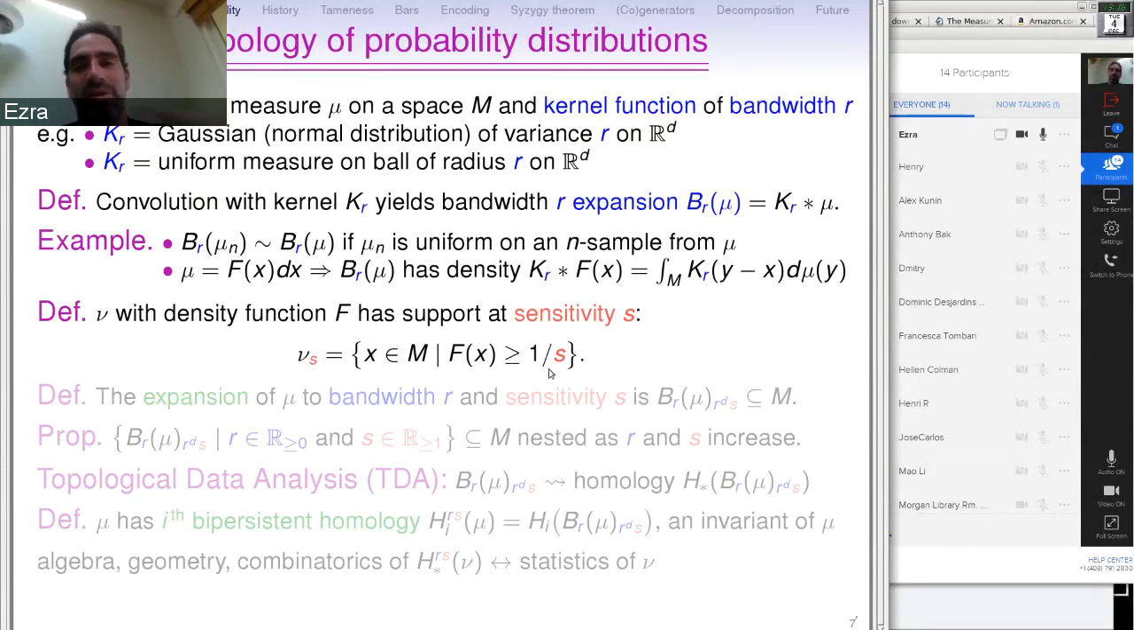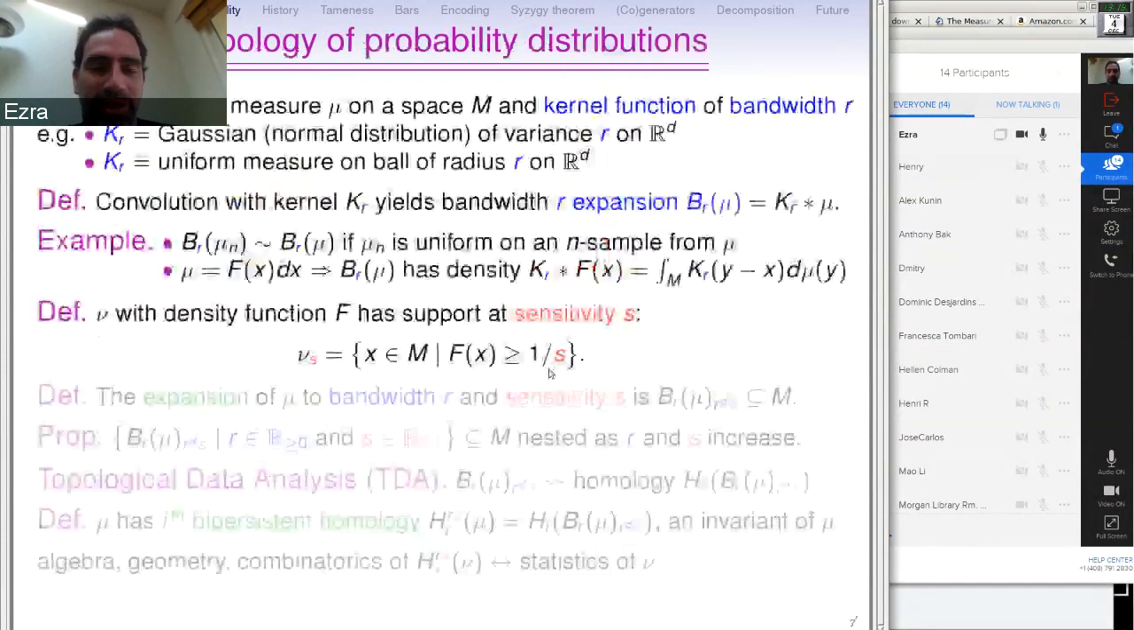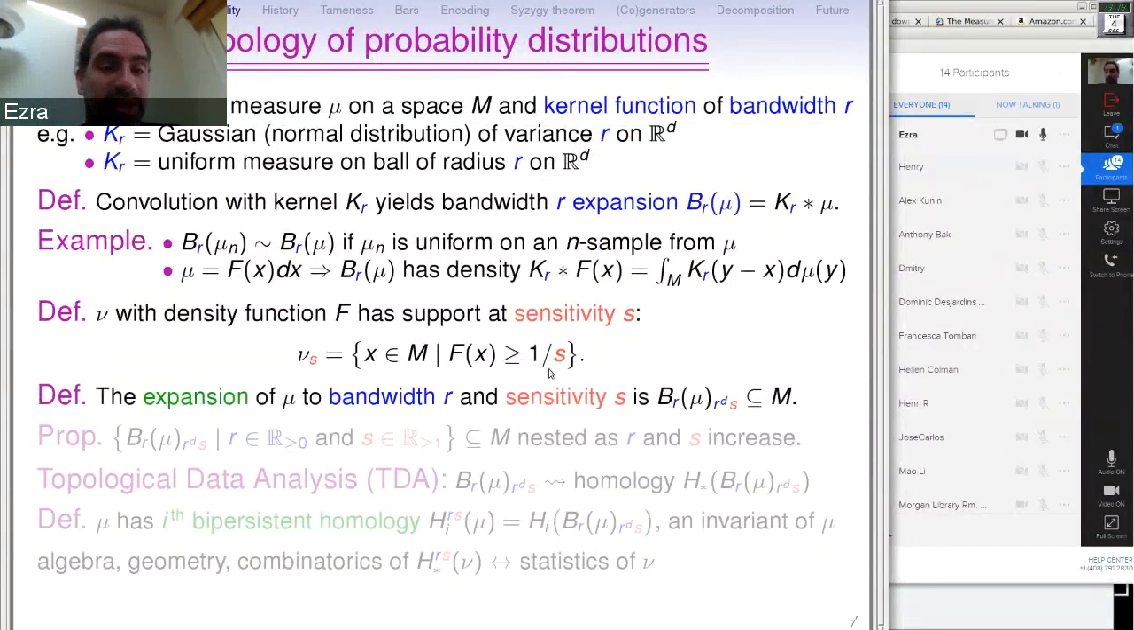Right, so what you're doing is you're looking at the set of points in those pictures where the height is above a certain level. So when I let the level go down, the set of points that I'm looking at gets bigger. That's the reason to take the 1 over s thing there. So then the expansion of mu to bandwidth r and sensitivity s, what you do is you expand it to bandwidth r. That's the sort of fattening, smoothing-like thing to do, and then you threshold at this r to the d times s. So why r to the d times s?